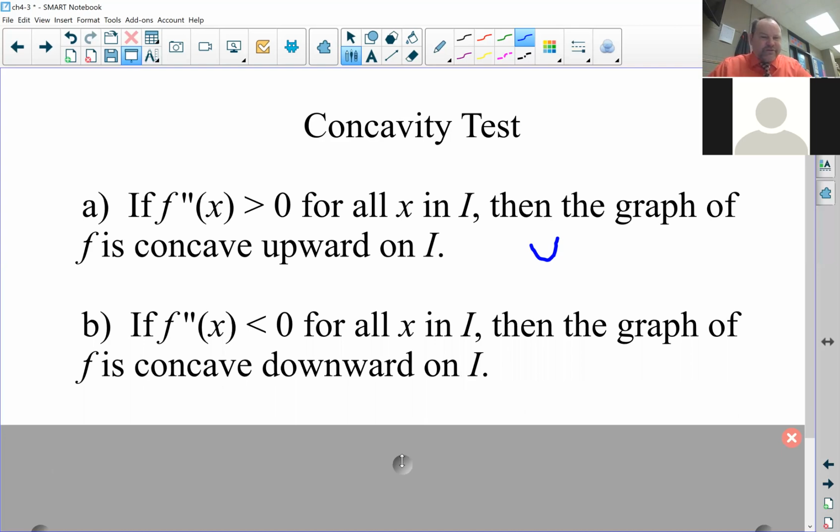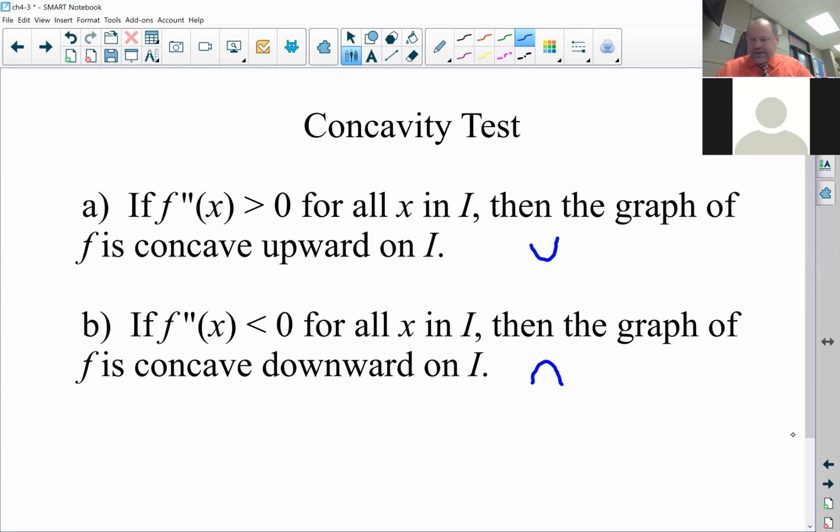If the second derivative is negative for all x in some interval I, then the graph of f is concave downward on I. And concave downward has a shape kind of like the N. So that's one way that I try to remember it. Concave up is U-shaped, concave down is N-shaped. So more or less.